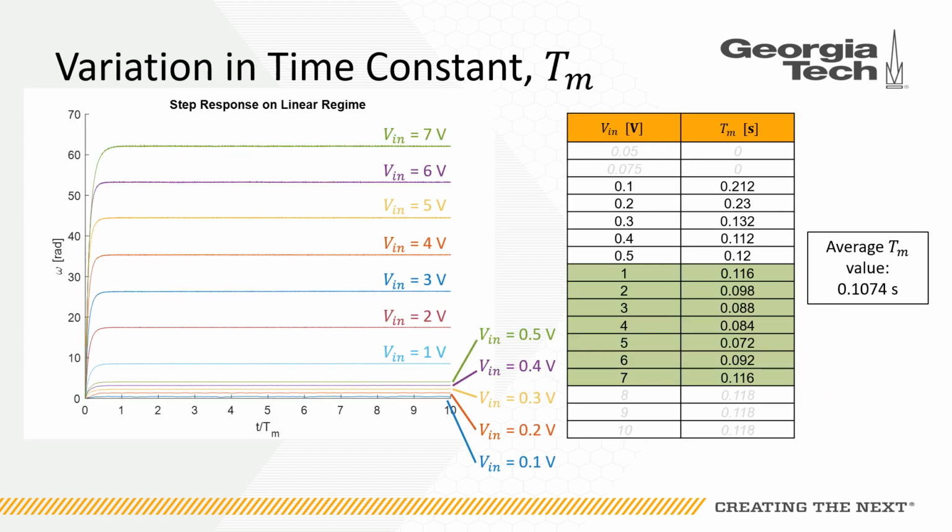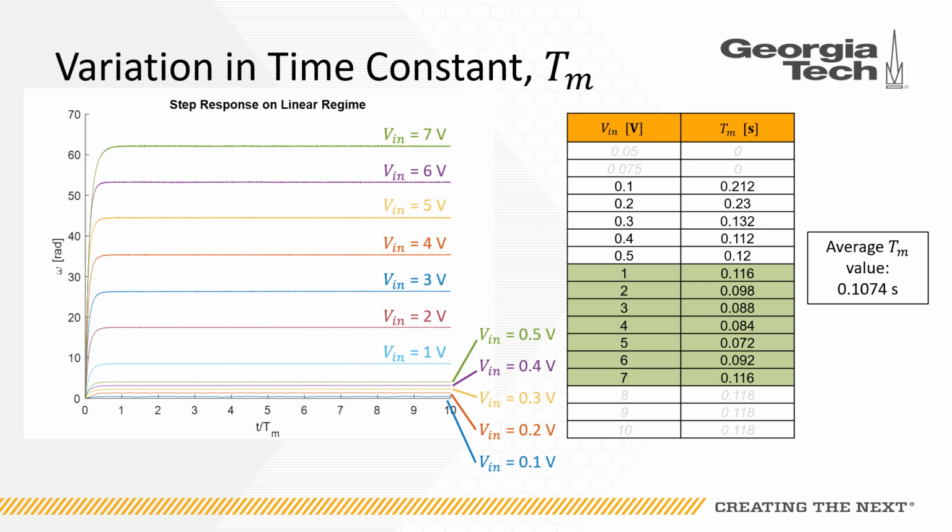responses. Values for the time constant Tm were found by determining the time when the angular velocity was 63.2% of the steady-state value. The composite value of Tm, which is determined by taking an average of the time domain Tm values, was found to be 0.1074 seconds.